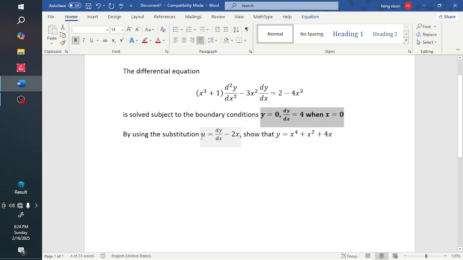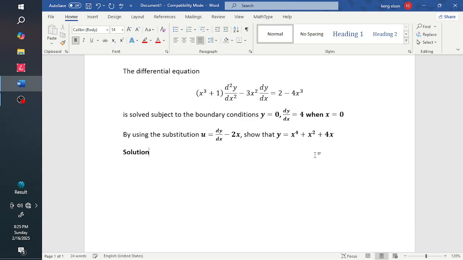By using the substitution u equal to dy on dx minus 2x, show that y is equal to x to the power 4 plus x squared plus 4x. So I'm going to be brief and detailed in this problem. Here we have a second order differential equation which is not homogeneous and it is not linear.